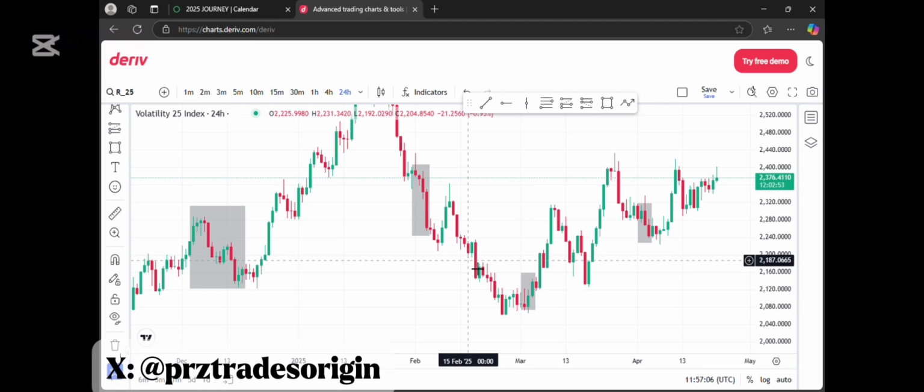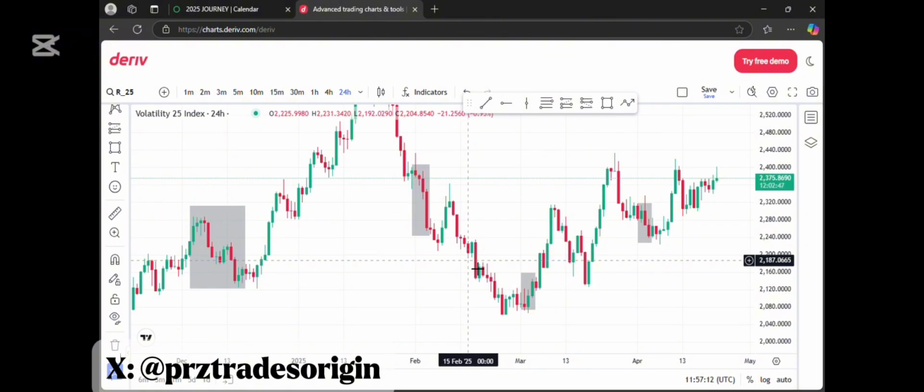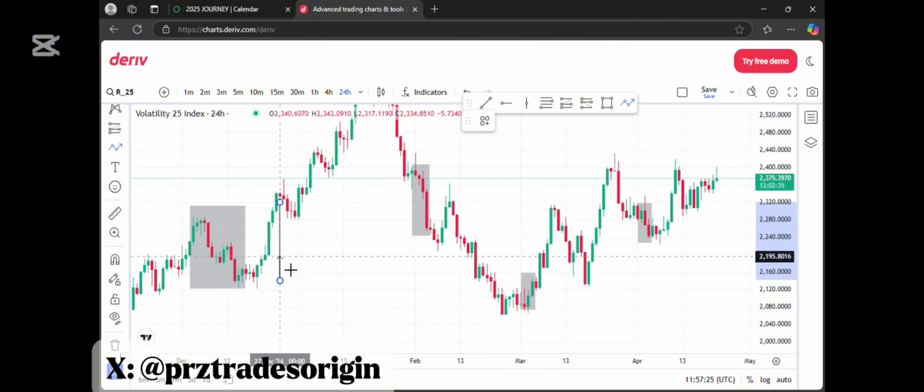Let's dive into the concept of kill zones. Kill zones are simply particular times in the market when price either dumps or pumps. For example, these are kill zones. If you notice, from the first of every month, there is always a downward move in price.